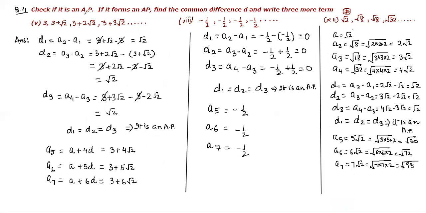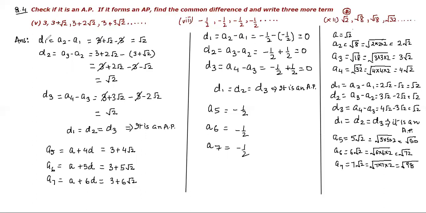Check if the given sequence is an AP. And if it is an AP, find the common difference d and write 3 more terms of that. So this is question four, fifth part. See, I'm taking only the tricky parts of this exercise since this exercise is very easy. So by these examples, you will be comfortable in solving all the types of questions. Plus, you will see the difficulty level and learn how to solve.